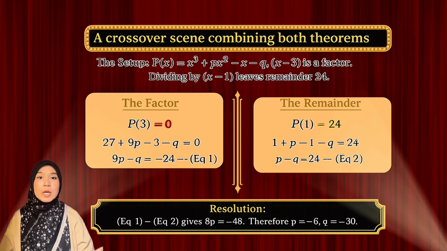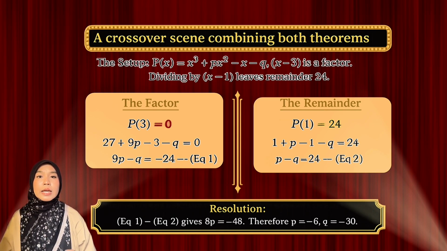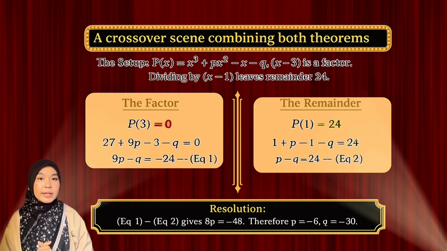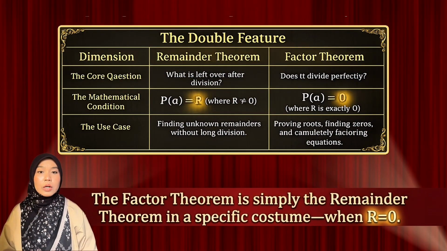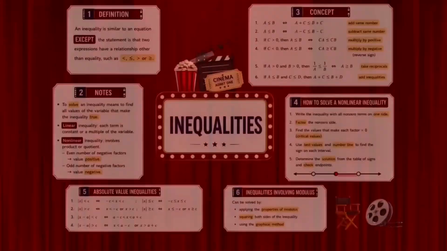So as we can see, when we substitute 3 into the equation, we get 0, so it becomes the factor theorem. But when we substitute 1, we get 24, so it shows us that it is the remainder theorem. So both theorems work together and make solving polynomial problems much faster. Last one, this is the table for comparison of the factor theorem and the remainder theorem. So you can see the difference between both theorems.